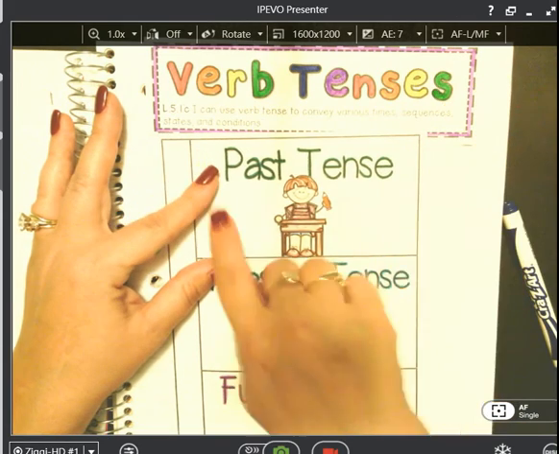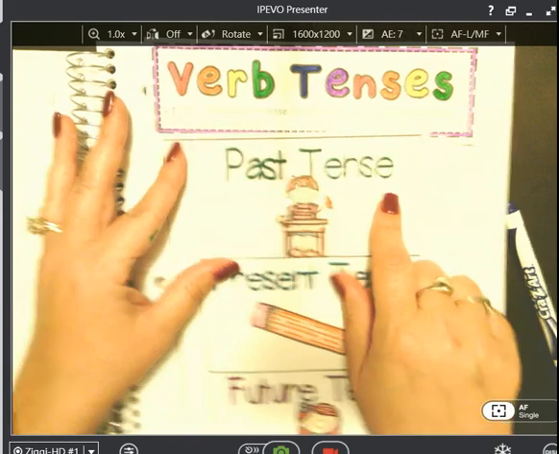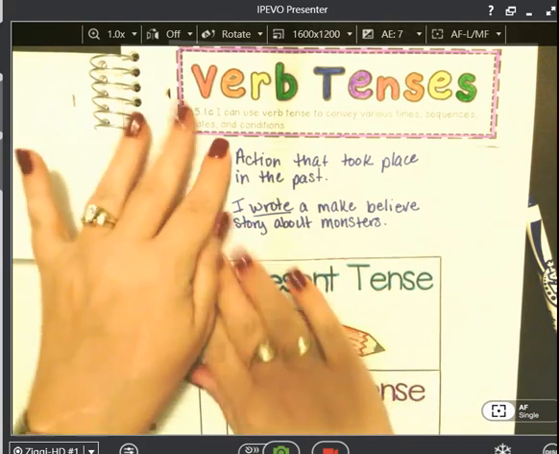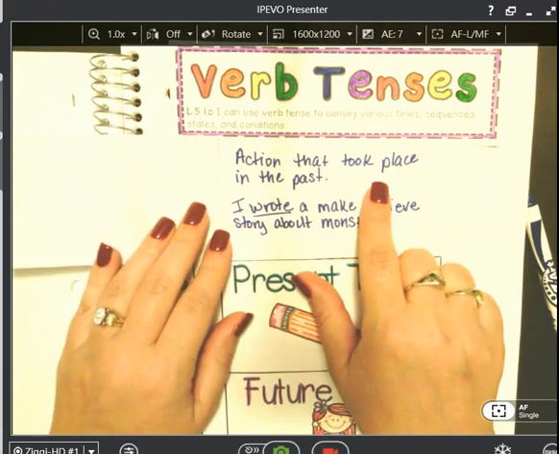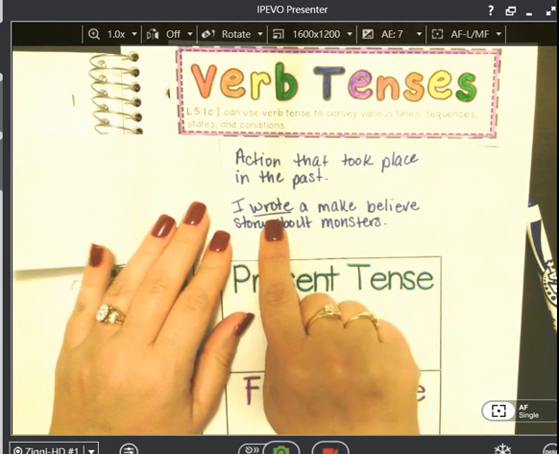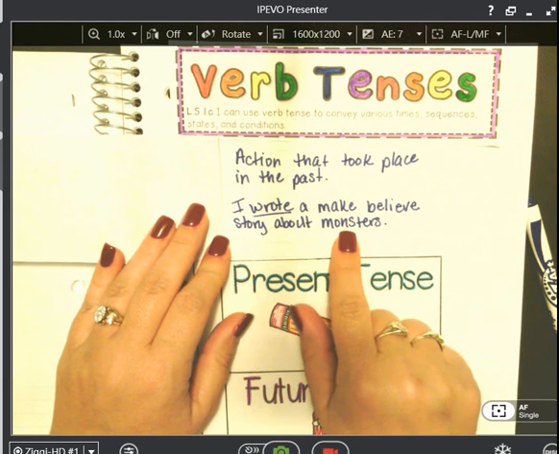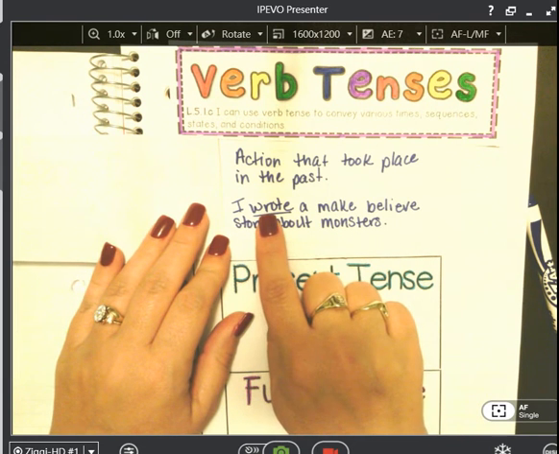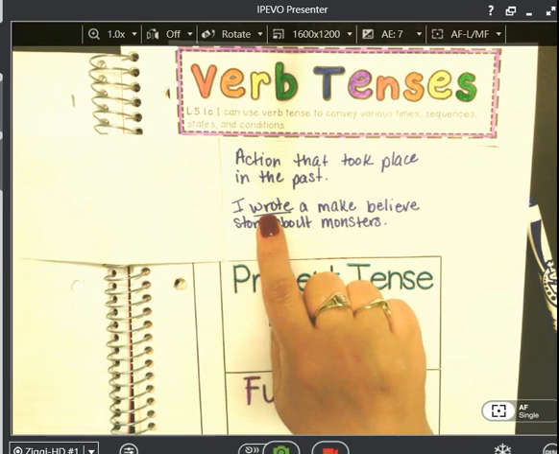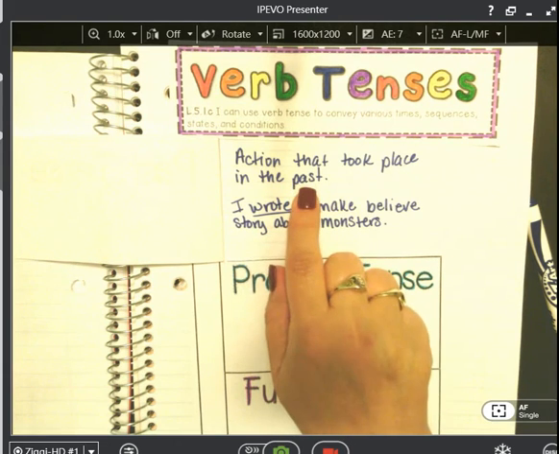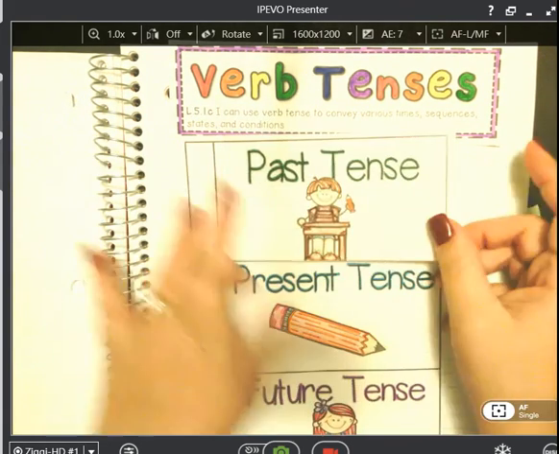So on this, our past tense verbs, basically what I have underneath here, it says action that took place in the past. I wrote a make-believe story about monsters. So wrote is our verb. That is the past tense of the verb write. And that indicates that we wrote at an earlier date in the past. So that is our past tense.